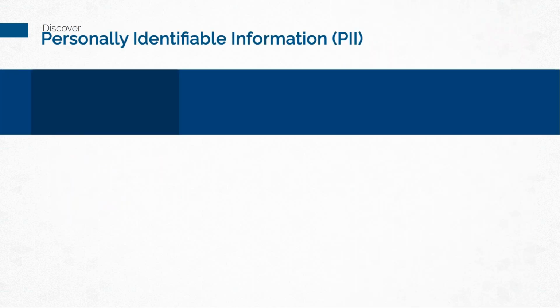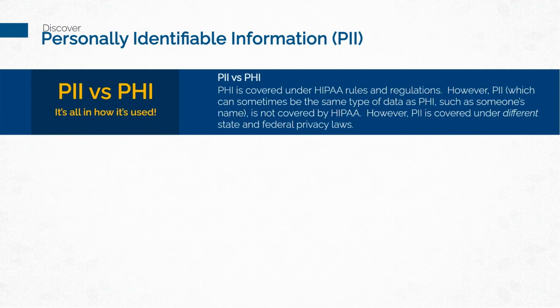We've spent some time going over PHI in the previous slides, but DSS workforce members will also encounter PII, or personally identifiable information, in the course of their duties. PHI is covered under HIPAA. PII is covered under different state and federal privacy laws from HIPAA, not by HIPAA itself. How do you know whether a piece of confidential information is PHI or PII? It's all in how it's used.